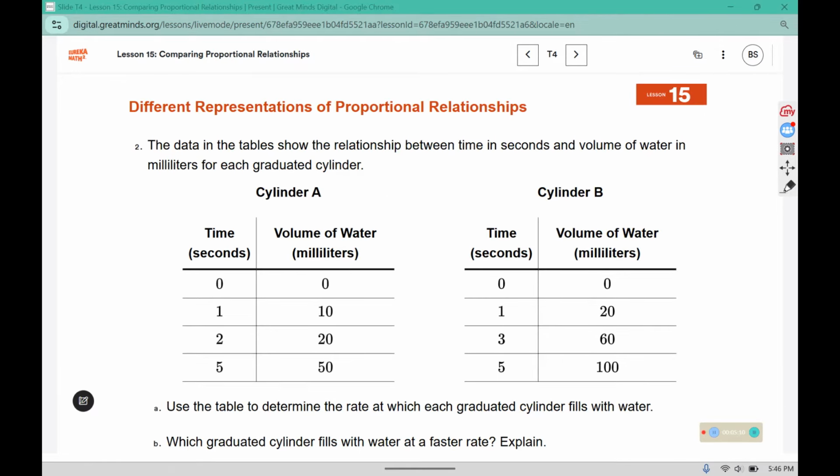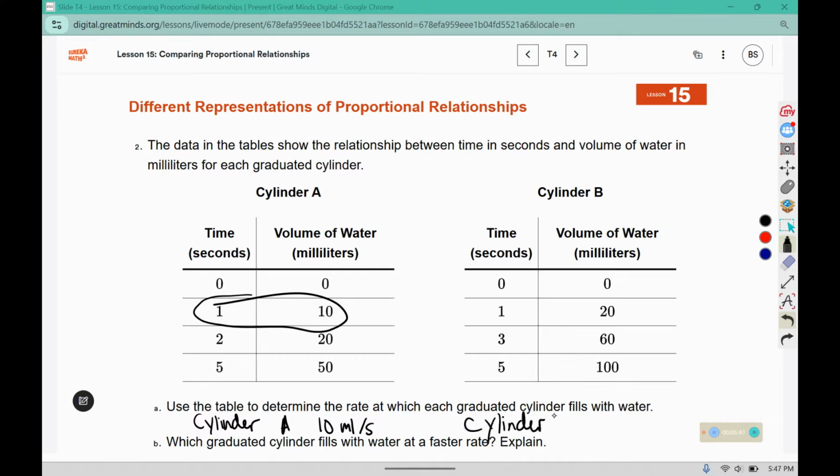The data in the tables show the relationship between the time in seconds and the volume of water in milliliters for each graduated cylinder. Use the table to determine the rate at which each graduated cylinder fills with water. Cylinder A fills at 10 milliliters per second, and cylinder B fills at 20 milliliters per second. Then in part B, it says which graduated cylinder fills with water at a faster rate, which is cylinder B.